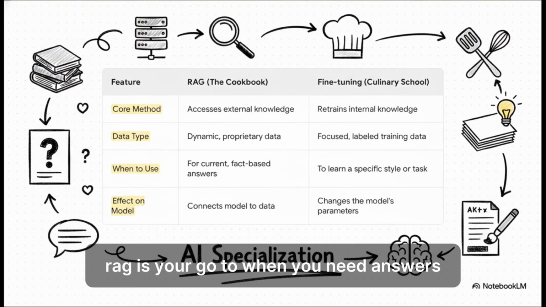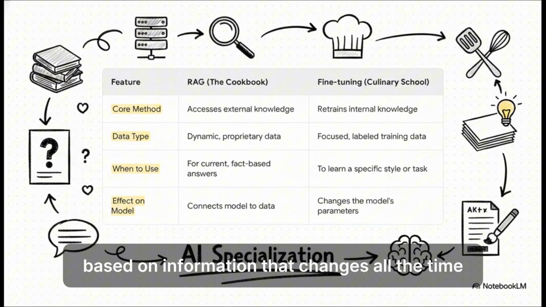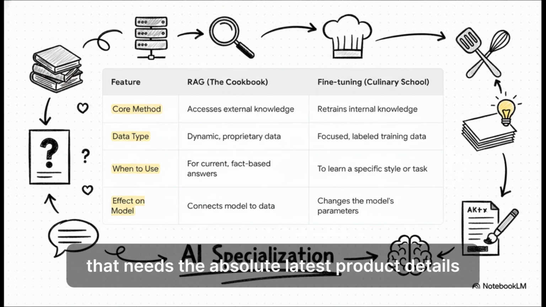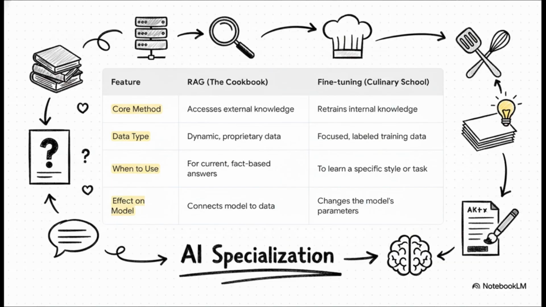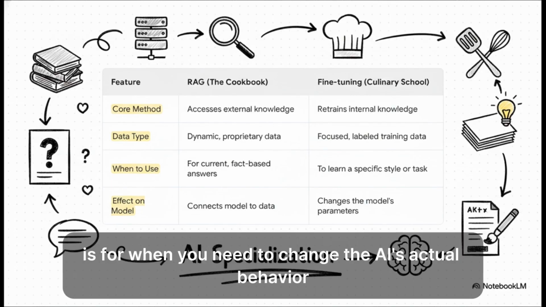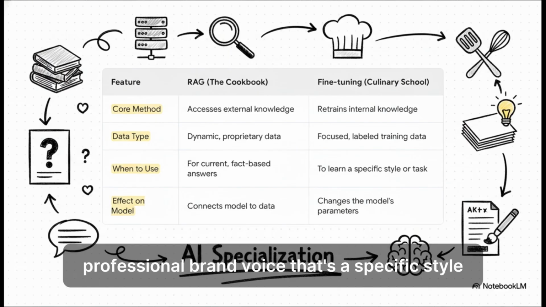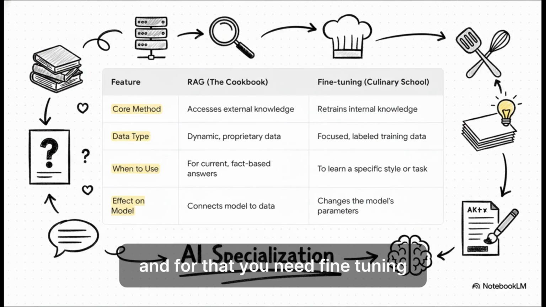RAG is your go-to when you need answers based on information that changes all the time. Think of a customer support bot that needs the absolute latest product details. It's all about accessing facts. Fine-tuning, on the other hand, is for when you need to change the AI's actual behavior. Maybe you want an AI that can write marketing emails in your company's signature, witty, professional brand voice. That's a specific style, and for that, you need fine-tuning.